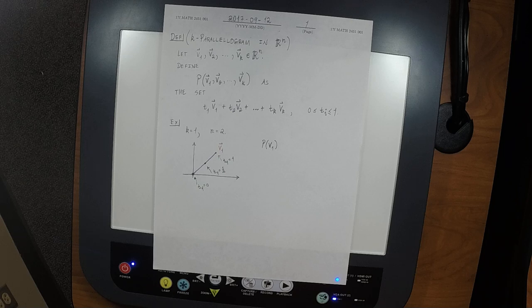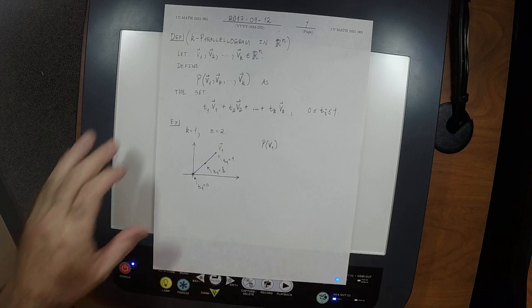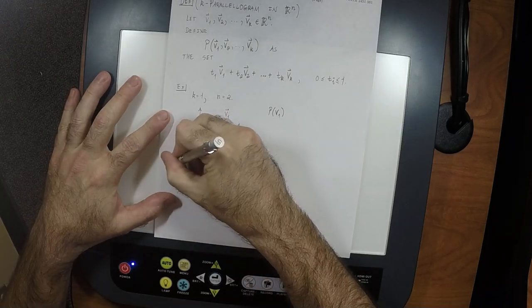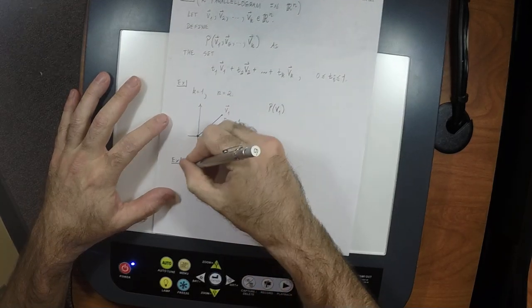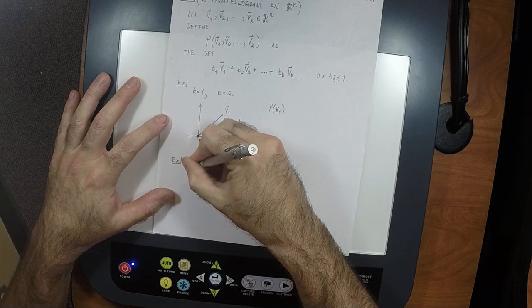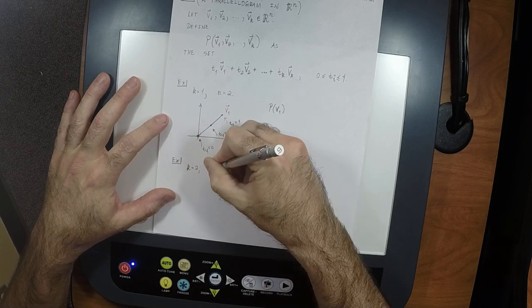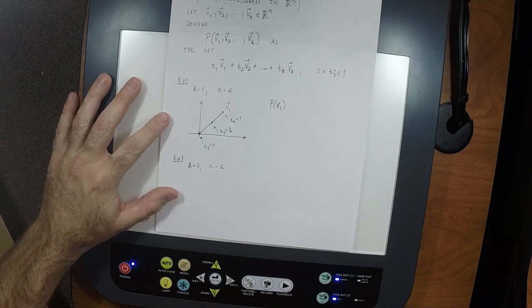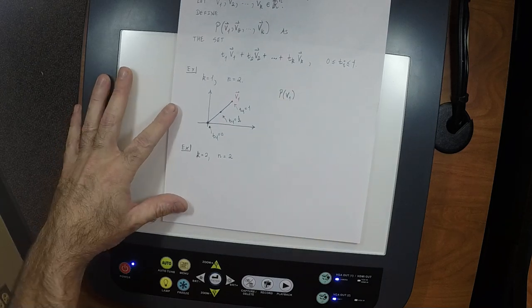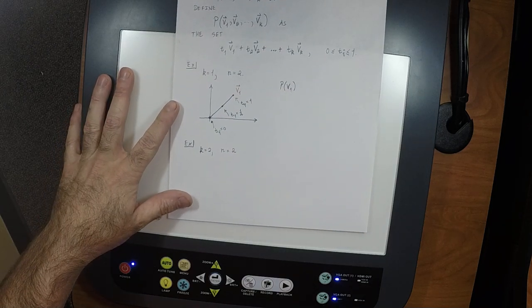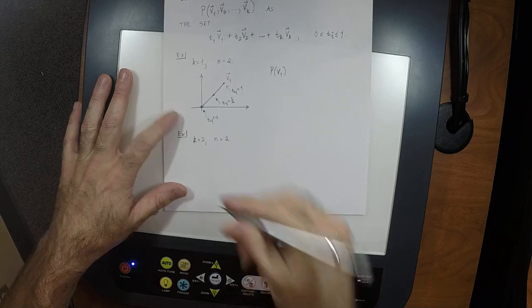Any question about this? Okay, so let's try k is 2 and n is 2. How many vectors do we have? Two. In what dimension do we have them? R2.